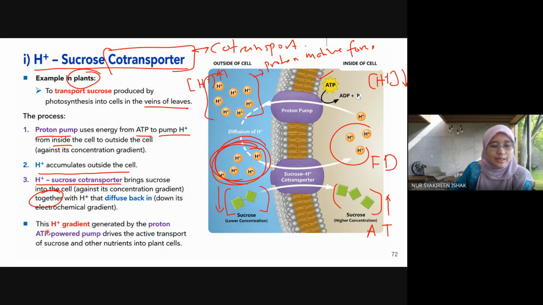So this hydrogen ion gradient generated by the ATP powered proton pump drives the active transport of sucrose and other nutrients into the plant. So the co-transporter is a form of active transport where the co-transporter indirectly uses energy from ATP.